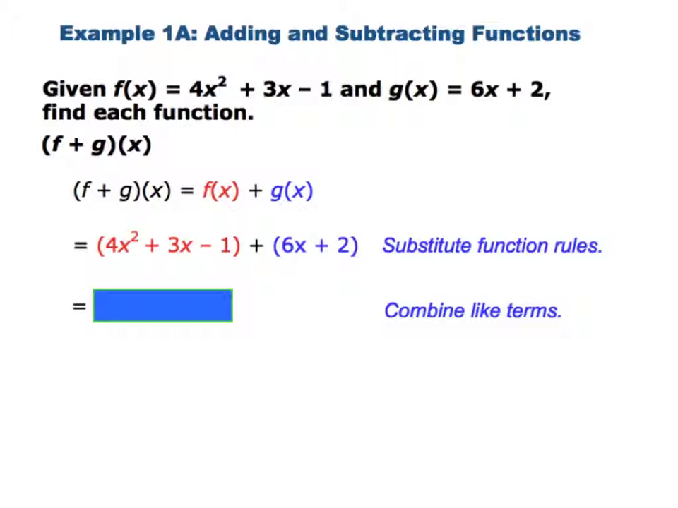Let me pick a pen color. Okay, so we have the x squared. We're going to underline with one line. I have the x's, which I'm going to underline with 2. And I have the constants, which I'm going to underline with 3. And then we simply just add like terms. And when we're all done, it's going to look like that right there. And that's all there is to adding functions.